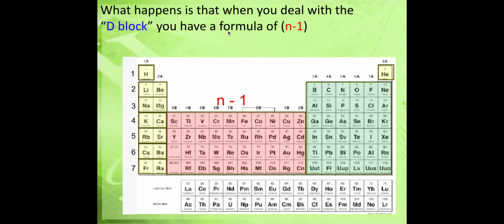When you deal with the D block, there's a formula called n minus 1. By the time you reach the D block here, instead of writing this number, we apply n minus 1. The n here is 4, minus 1 is 3. So the orbital number you write is 3 by the time you reach here, instead of 4. And by the time you reach here, it's n minus 1 again, which is 5 minus 1, which is 4d.